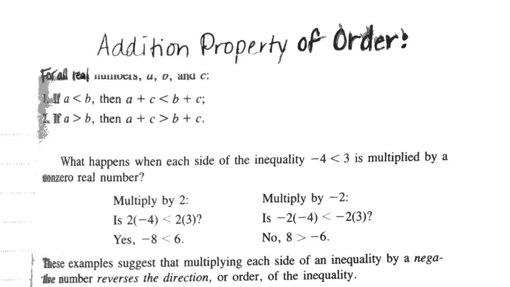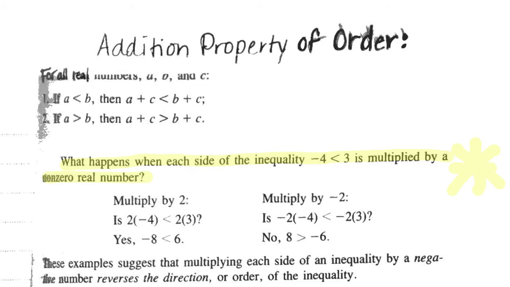Now, something's going to happen when I switch it to multiplication. What happens when each side of the inequality is multiplied by a non-zero number? I'm going to tell you to star, circle, highlight, because this is the one thing you need to realize.